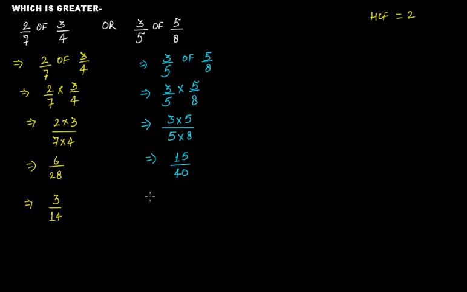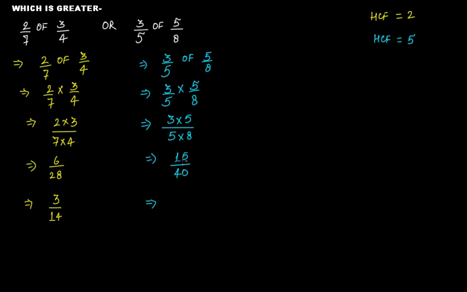Now for this one, this is 15 and this is 40. If you try to find out the highest common factor of 15 and 40, the highest common factor of 15 and 40 will be 5. How we have found these two values, I just leave it for you. Try to find out the highest common factor of these two numbers. I'm just simply telling you what will be the highest common factor in these two cases.